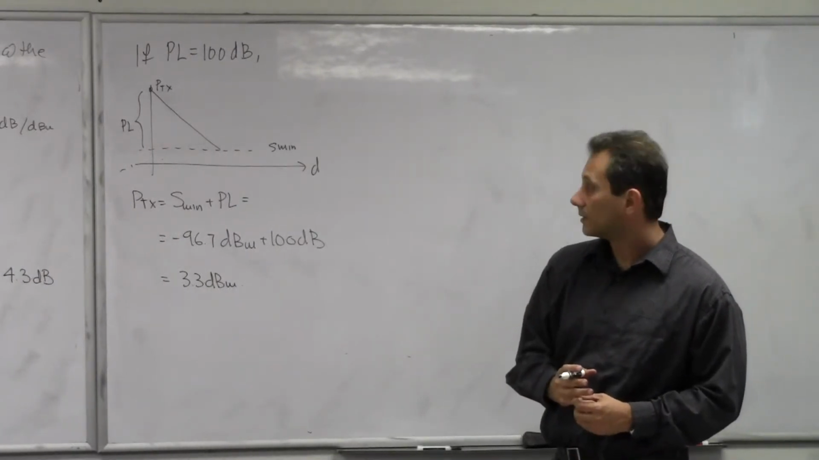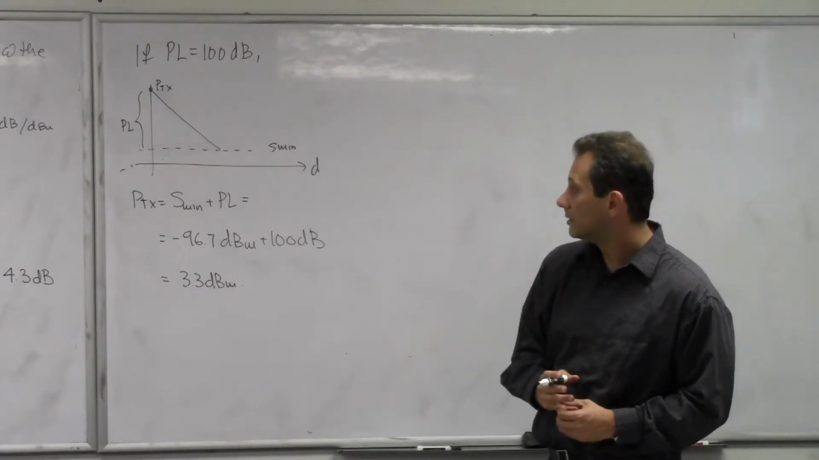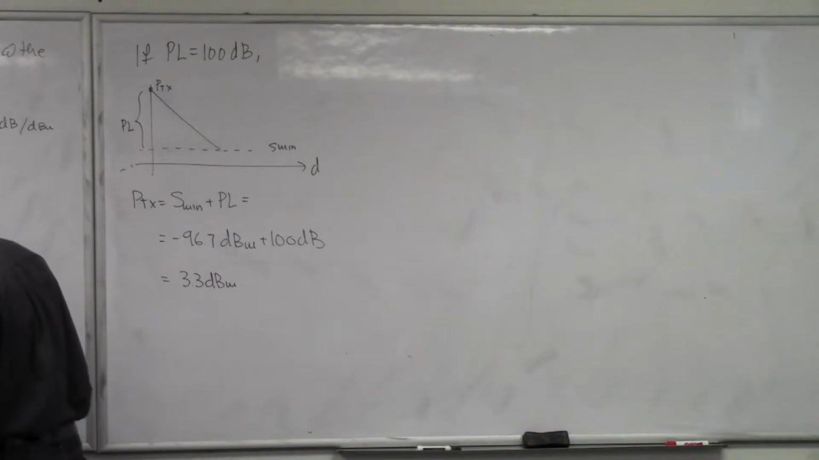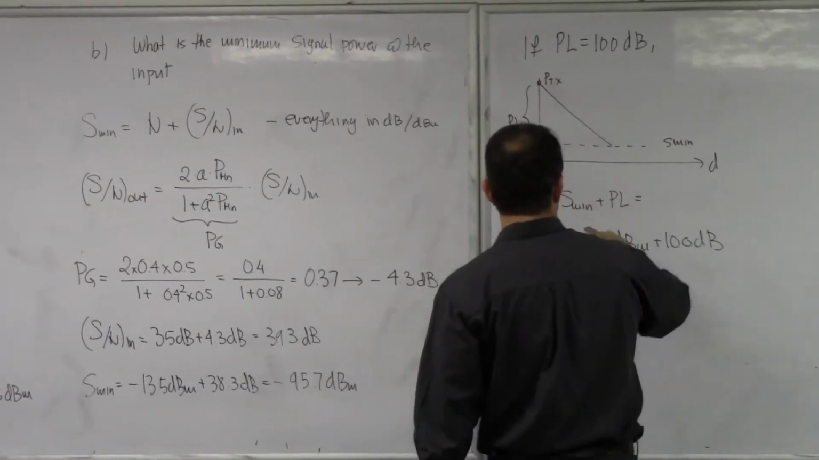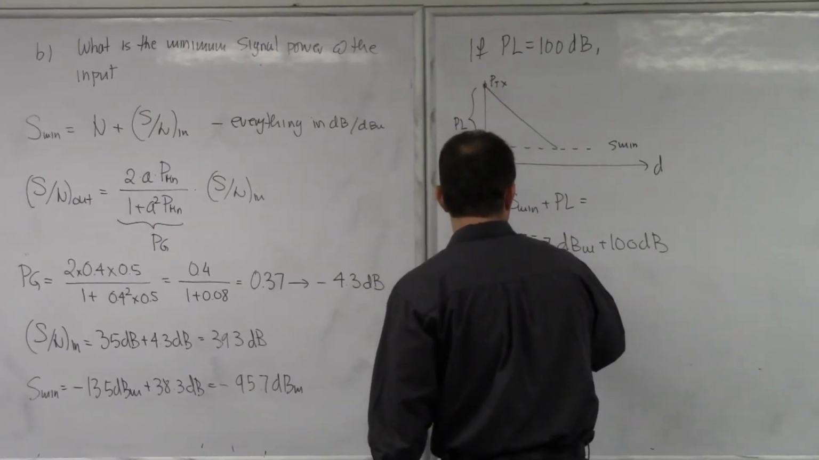Signal to noise at the input is 39. Oh, everything is dB, right? So 39.3, 95.7.